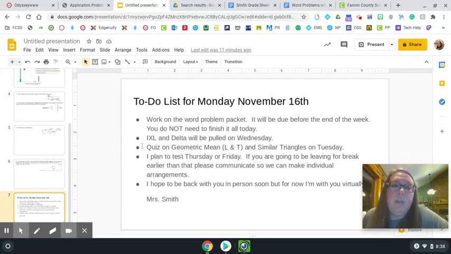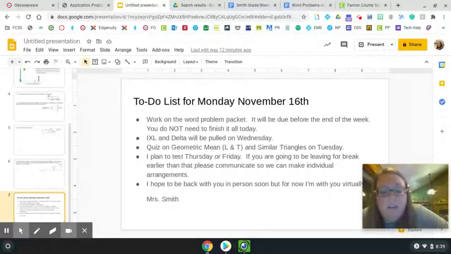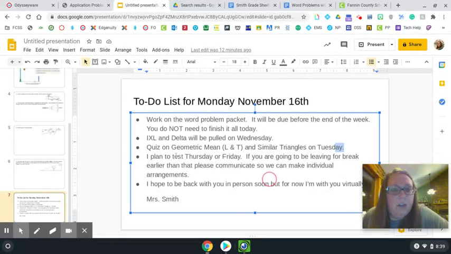Second thing is we are still going to quiz, and we'll either be doing paper or we'll be doing online. I haven't decided yet, but we're going to be doing a quiz that's going to involve the right triangles with geometric mean, and we're going to use similar triangles with word problems. Probably going to do that on Wednesday, not Tuesday. Okay, I'm going to go ahead and change that. There we go. So we're going to do that on Wednesday. Okay. And we plan to test on Thursday or Friday, no matter what.